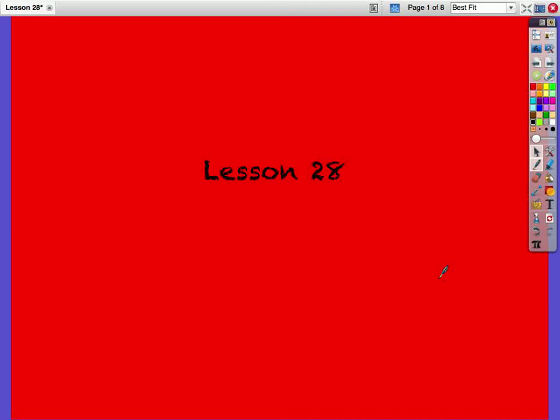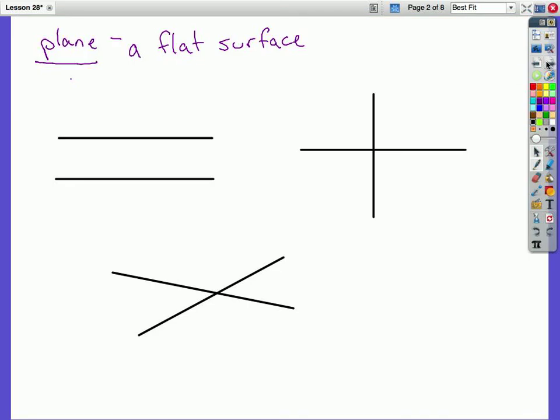Today, for lesson 28, we're going to talk about angles. In mathematics, a plane is a flat surface such as a tabletop or a sheet of paper. When two lines are drawn in the same plane, they will either cross at one point or they will not cross at all. When lines do not cross but stay the same distance apart, we say that the lines are parallel. So looking here, I have two parallel lines right there.